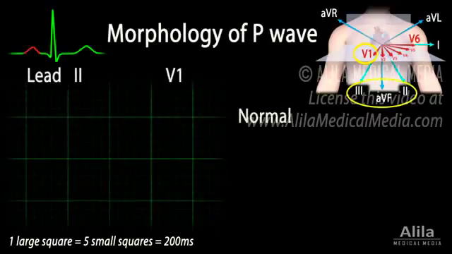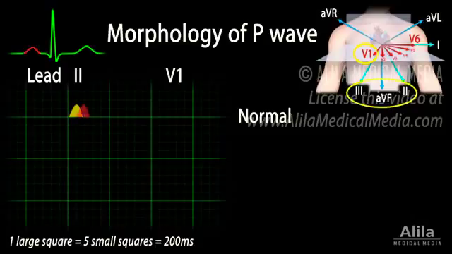P-wave is the summation of two smaller waves resulting from depolarization of the right atrium followed by that of the left atrium. Normal P-waves are rounded, smooth, and upright in most leads. In V1, P-wave is biphasic, with an initial positive deflection corresponding to activation of the right atrium and a subsequent negative deflection resulting from activation of the left atrium. Unusual morphology of P-waves is indicative of atrial enlargement.